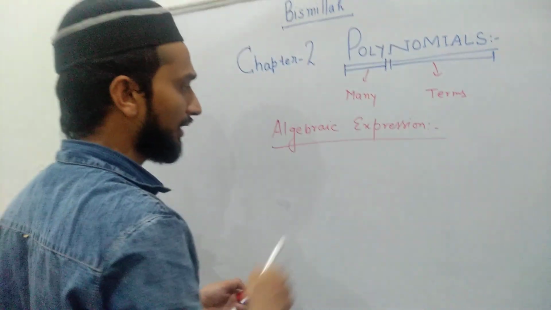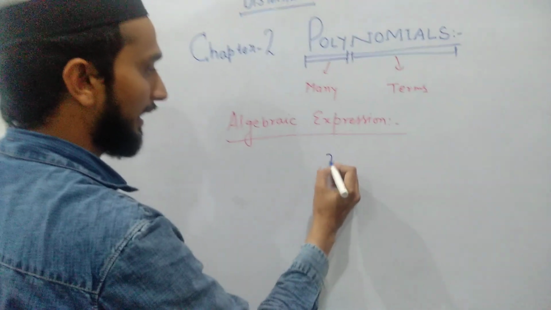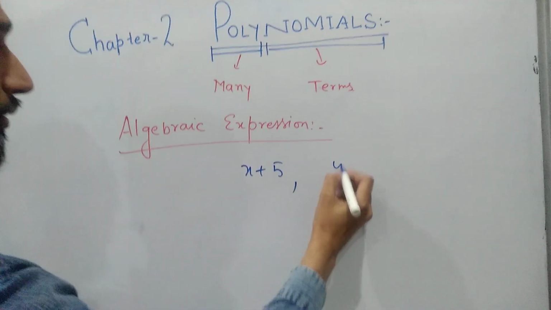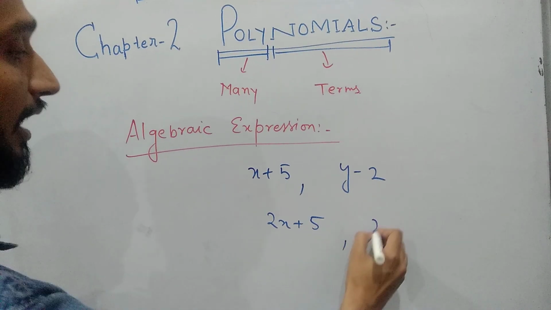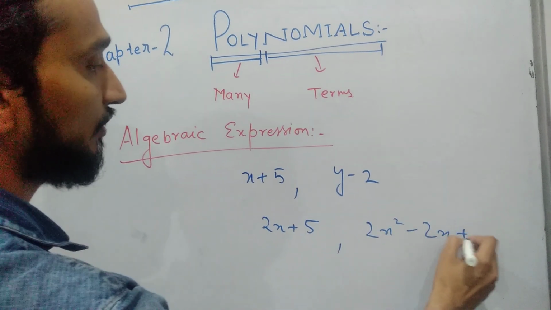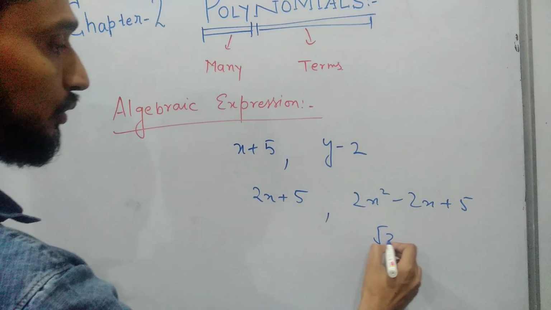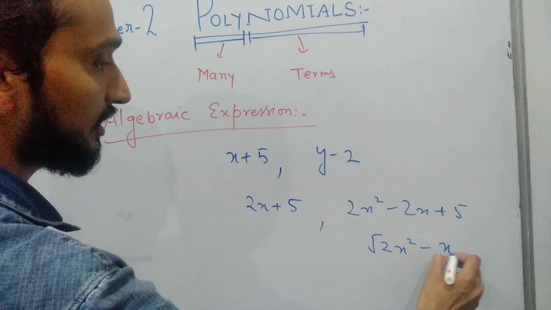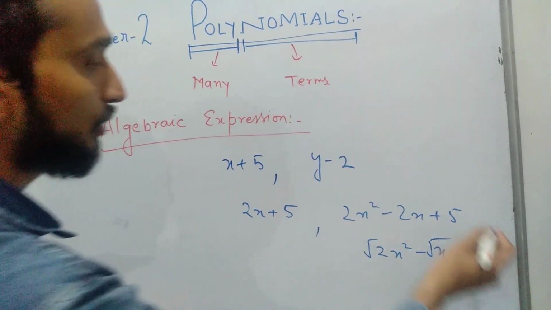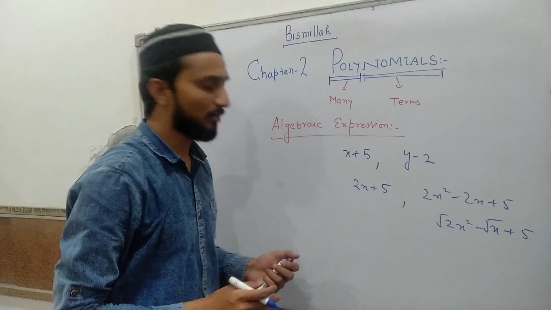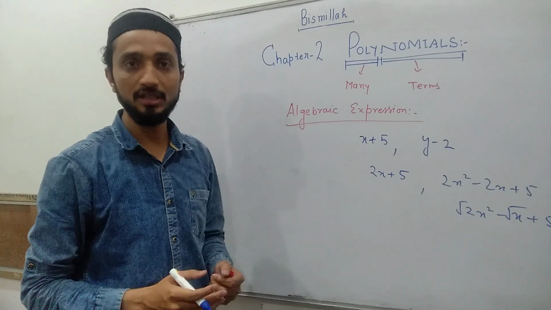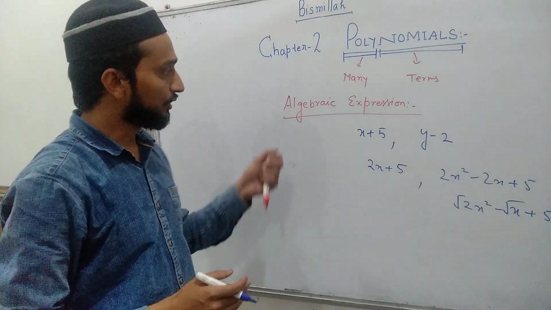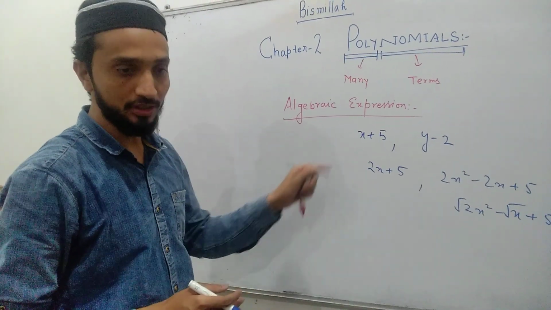We have seen many types of expressions, like x plus 5 is an expression, y minus 2 is an expression, 2x plus 5 is an expression, 2x square minus 2x plus 5 is an expression, and like root 2 x square minus x under root x plus 5. These are the kinds of algebraic expressions. Basically, they consist of constants and variables connected with operations like plus, minus, multiplication and division. This type of expression is known as an algebraic expression.